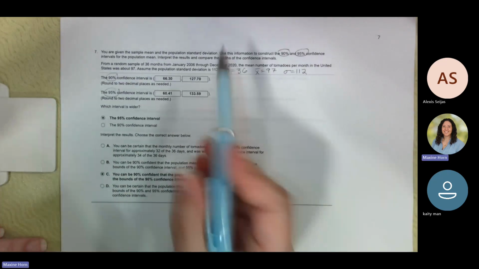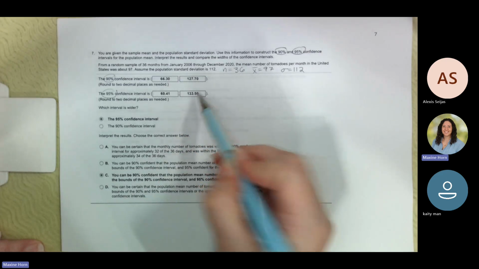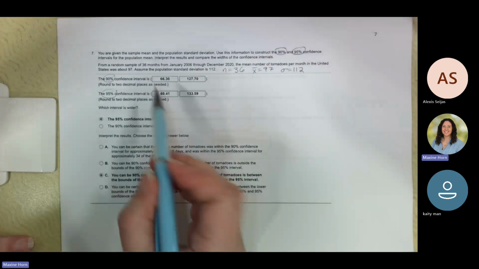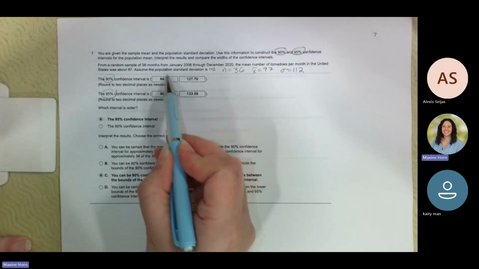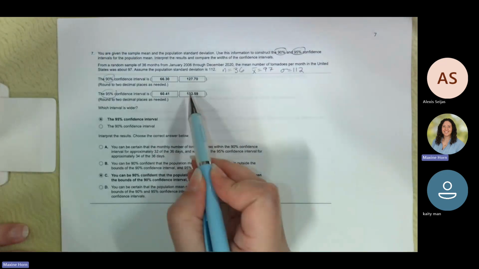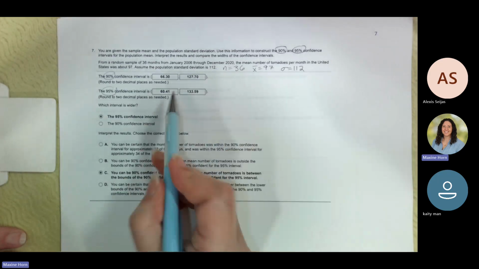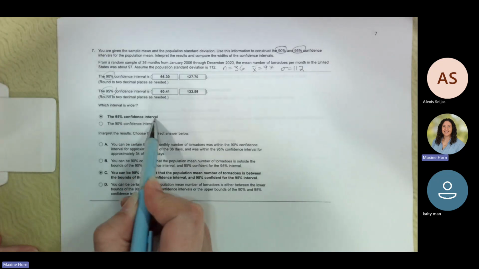Okay, if we compare these two numbers, which of them goes farther out on the number line? So this number is less than this number. It goes farther to the left. Oh, you can't see my hand. I'm doing like farther to the left. This number is bigger than that number. It goes farther to the right, which means this is creating a wider interval. The 95% confidence interval is wider.